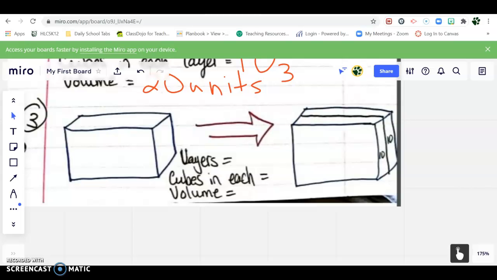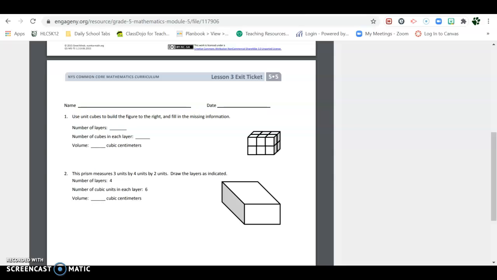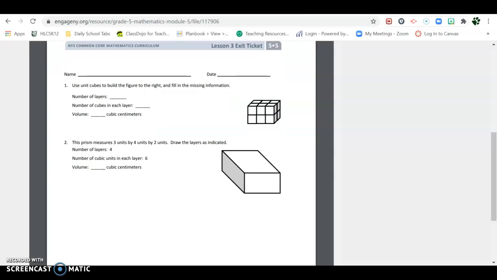When you are done with our math notes, I have also stapled for you guys a worksheet that looks like this. It is only 2 problems, and it says for the first one, number of layers. So if I were to look at this top shape, how many layers or how many slices are there in this shape? How many cubes are in each slice? And then the volume overall.